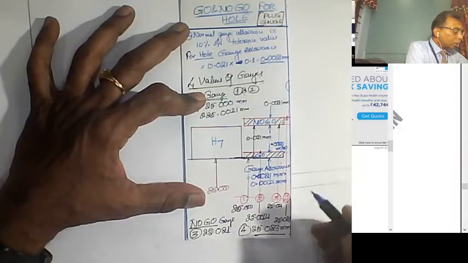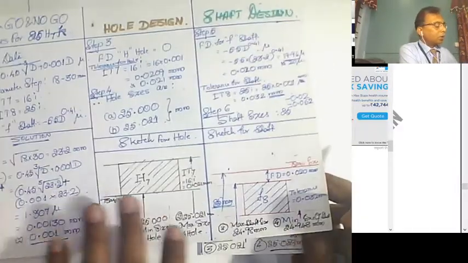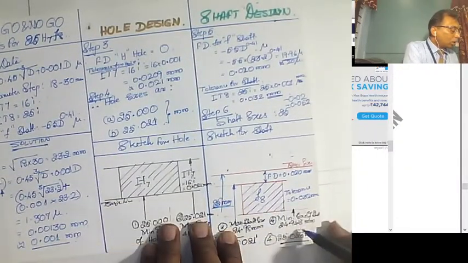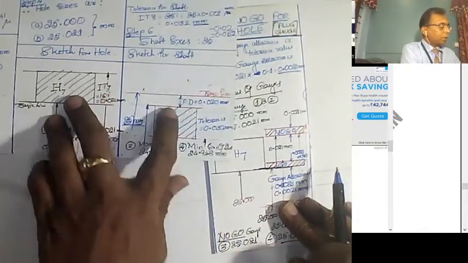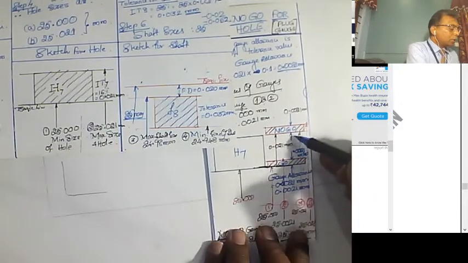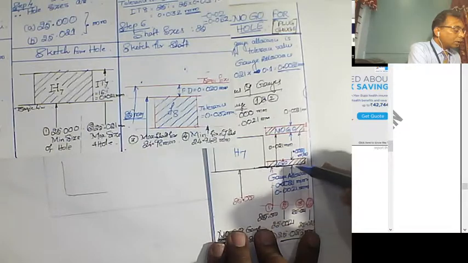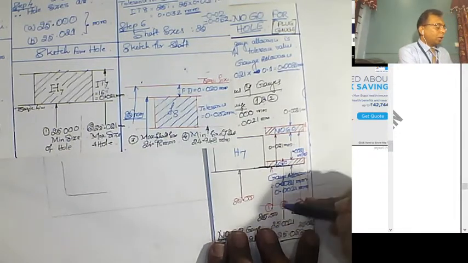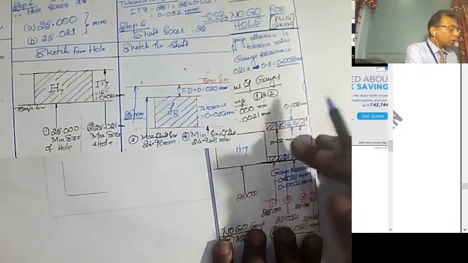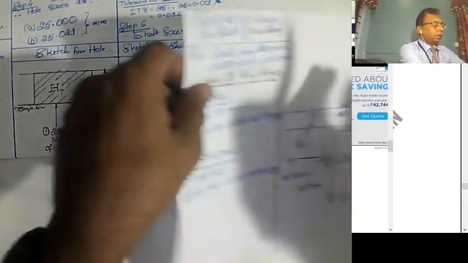The third value, just a second, is already found out here: 24.948. Okay, here, 24.98. This value is 25.00, 25.021. Next, this is the hole.